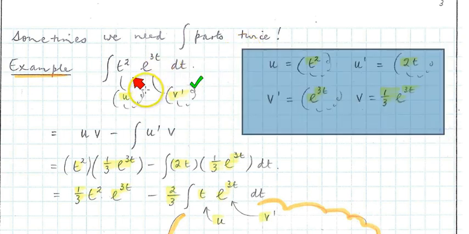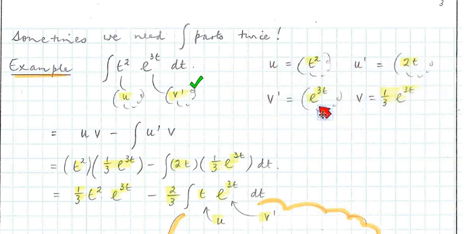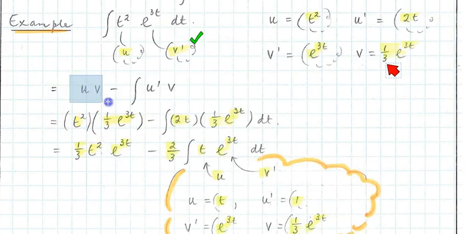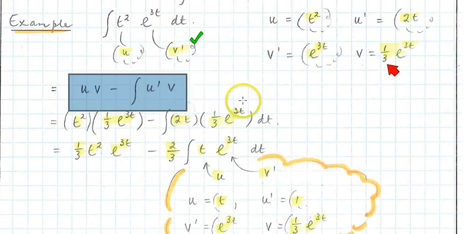You know that you're going to let u be equal to the t squared, and v dashed will be e to the 3t, unless we're involved with ln. All right, derivative of t squared, easy, 2t. Derivative of e to the 3t, 1/3 e to the 3t. There's your formula, uv minus the integral of u dashed v.